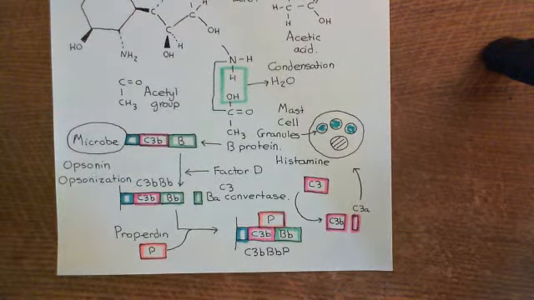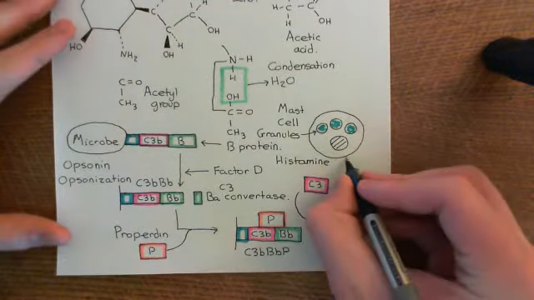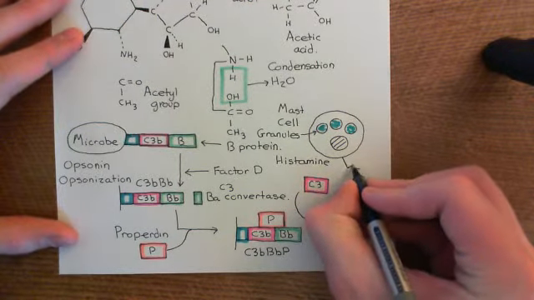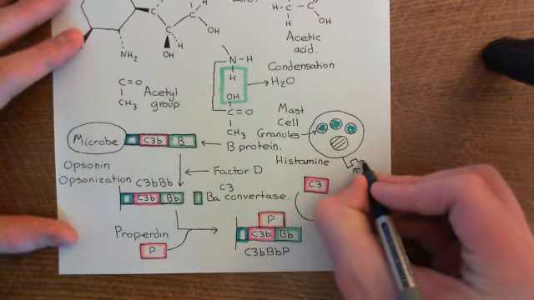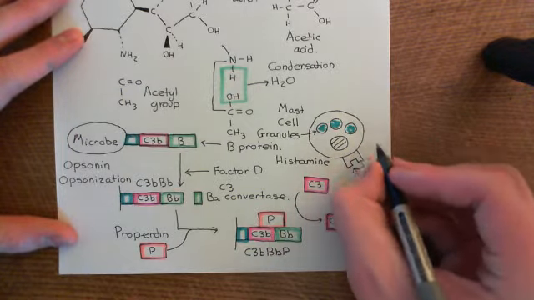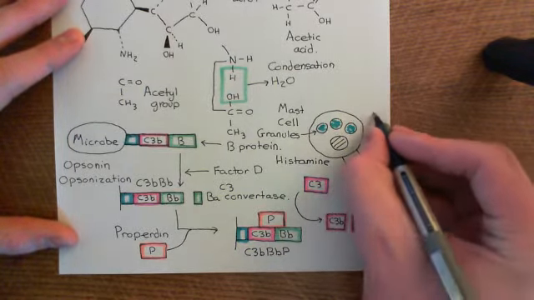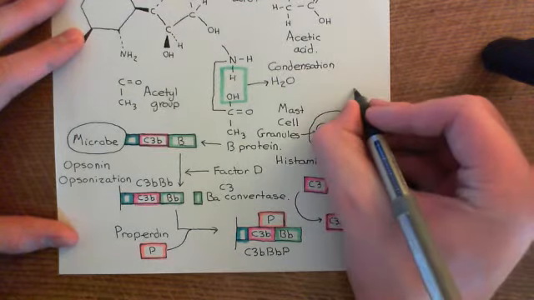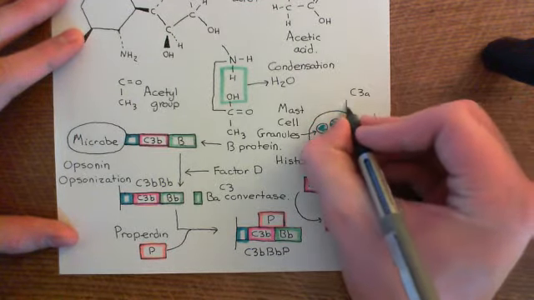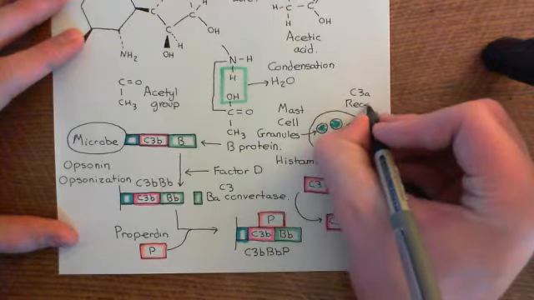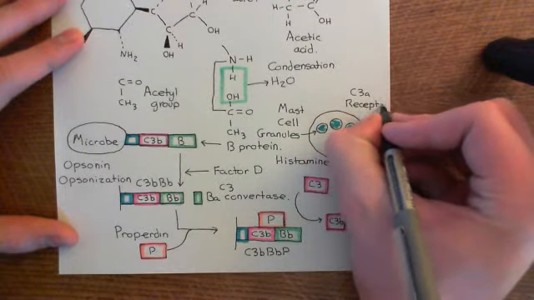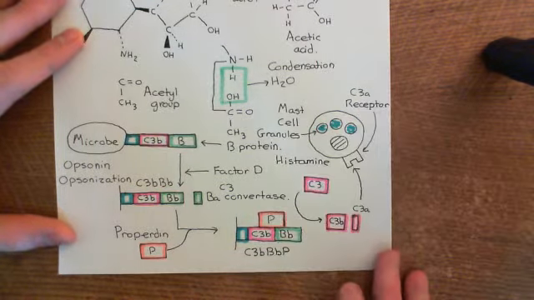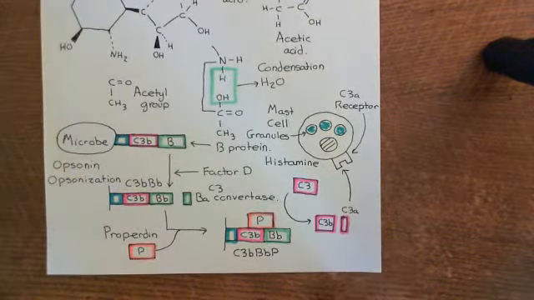Okay, so what's going to happen is that the mast cells have a receptor on their surface here, known as the C3A receptor. So I'll jot that name down here. So this is a C3A receptor. And when C3A binds to the C3A receptor on these mast cells, it triggers mast cell degranulation.